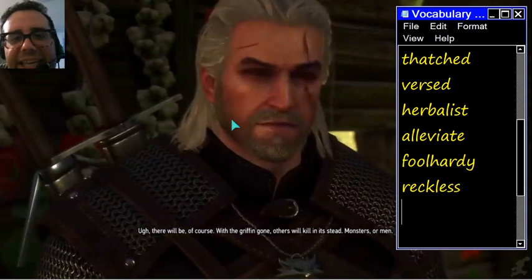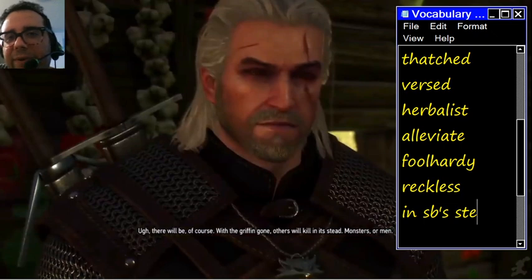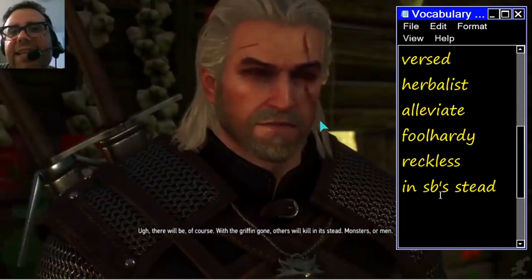In its stead. In the past, people tended to use that expression quite frequently. Now, we use on someone's behalf or instead of someone. But in the past, they used to say in someone's stead.